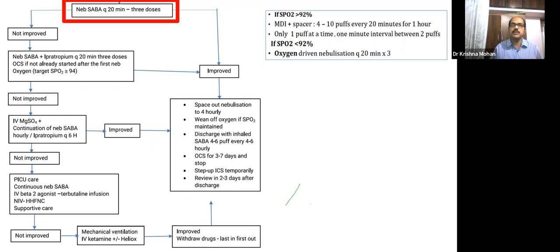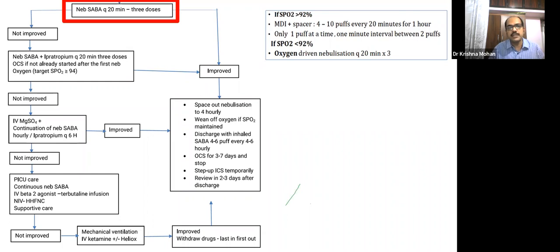Every 20 minutes, you give 6 puffs. And 6 puffs means only 1 puff at a time, with a 1 minute interval between 2 puffs. So you give 1 puff into the inhaler, ask the patient to breathe in, wait 1 minute, and then give the second puff. Not like you give the 6 puffs together and ask the patient. So you have to do the 6 puffs separately.